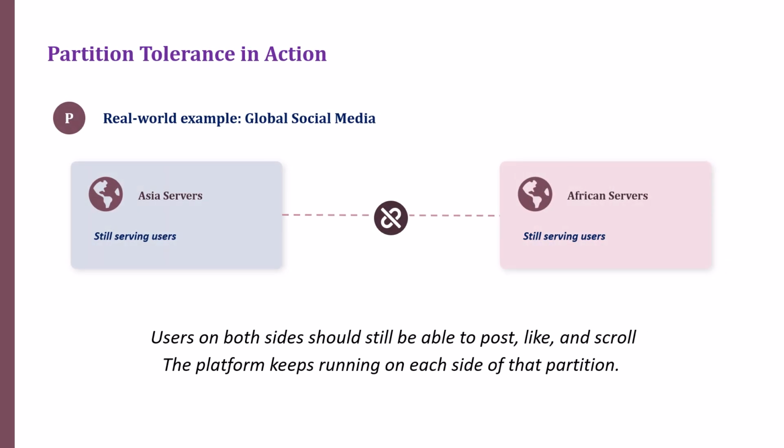Think about a global social media platform with data centers on different continents. If a network issue cuts communication between, say, the service in Africa and the service in Asia, users on both sides should still be able to post, like, and scroll. The platform keeps running on each side of that partition.